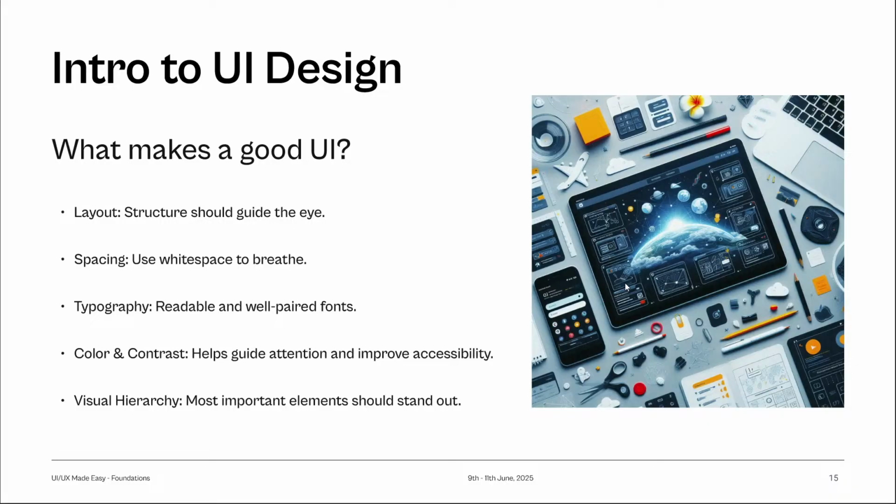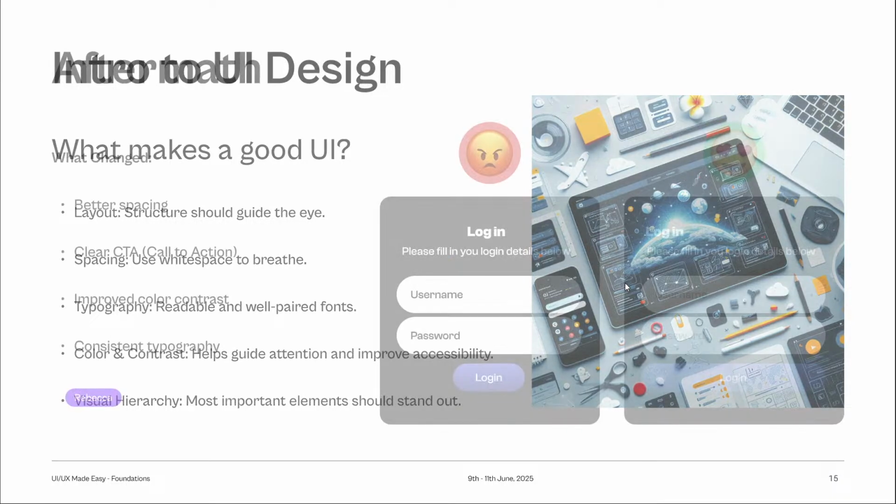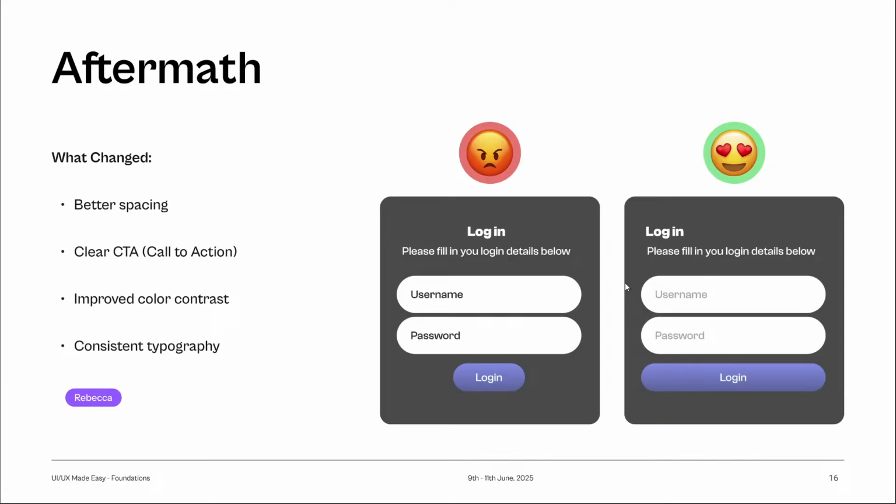And then we have visual hierarchy, and really it's one of the most important elements, because everything has to be in order. Your text has to be where the text is supposed to be, your buttons have to be where the buttons are supposed to be, and your visuals, when you're putting your pictures, that's where they're supposed to be. So all these things are what is important in a UI. When you have these things all set up, you'll notice that you have better spacing, a clear call to action, improved color contrast, and also consistent typography.